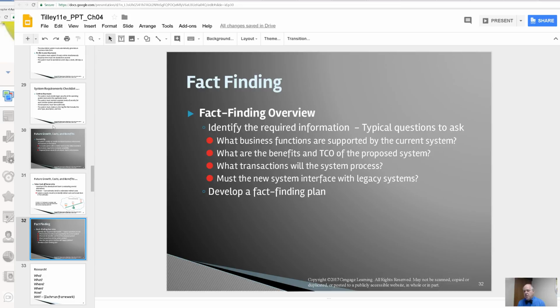But in the fact finding, remember we've come up with some idea of what we need to know about our system. Sometimes, though, we need input to make sure we haven't missed something. You'd hope that in the planning stage we have the full list, but you may not have everything in the details.